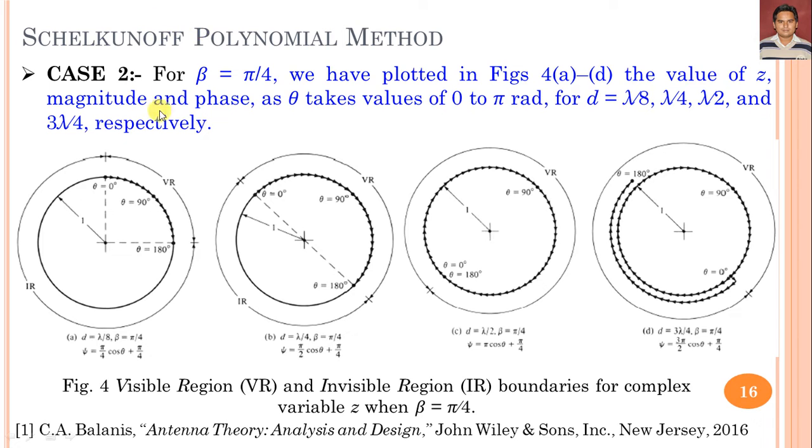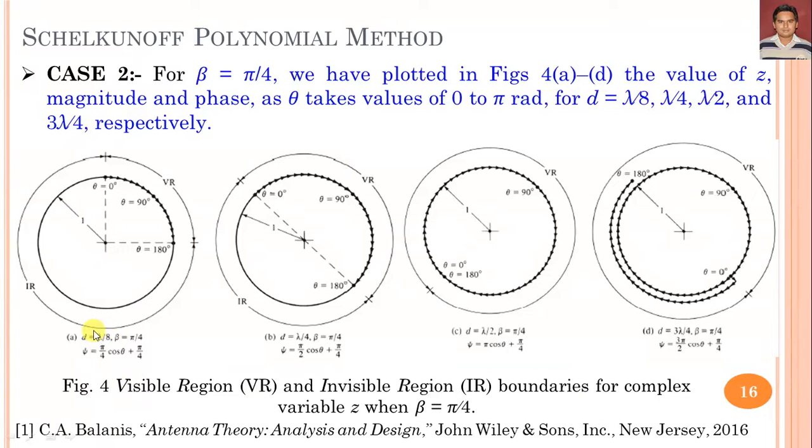And this is the second case that we have considered, for beta equal to pi by 4, and other things are the same as theta varies from 0 to pi, and for different values of d equal to lambda by 4 to 3 lambda by 4, as you can see in figure 4.